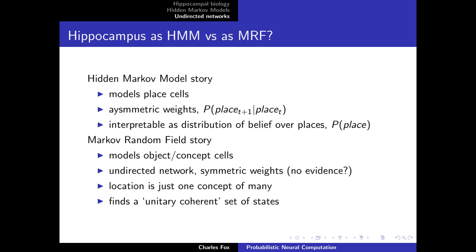You've traded off this ability to have a distribution of belief. You've traded it off for the ability to have a complex coherent state of the world. But your coherent state of the world is unitary coherent. You've only got one. You've lost all the Bayesian uncertainty about it.